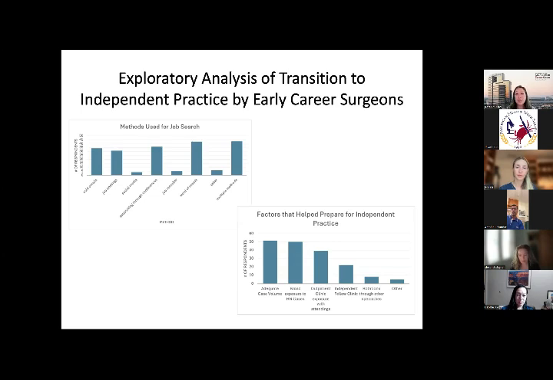As far as feeling prepared for practice, the vast majority of our respondents felt that they were very prepared for independent practice after fellowship. And I think that's truly a testament to the quality of training that you're going to get this year. And as far as what they felt really helped them prepare most for independent practice, this included having adequate case volume as well as broad exposure to head and neck cases. But it also included having adequate outpatient clinic exposure with your attending.